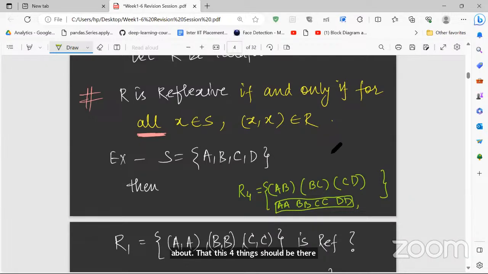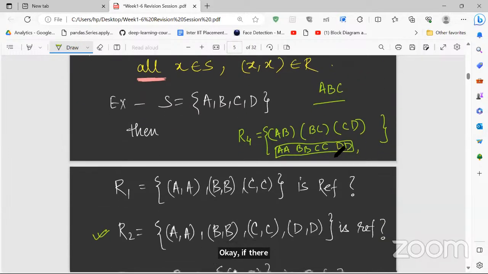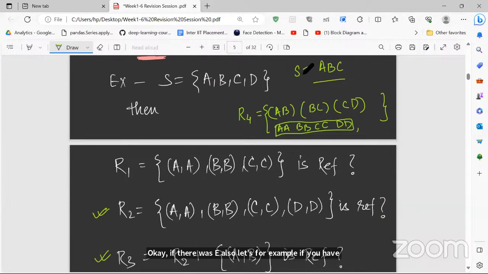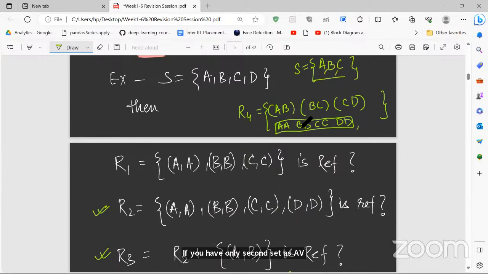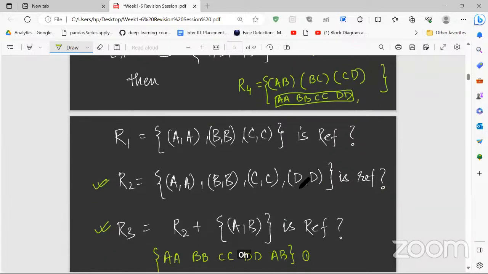If there was an E also, or for example, if you have A, B, and C only, that means what? If you have set S as A, B, C, how many of them are reflexive now? R1 only? R2 is also there, right? R2 can't be, because of the DD, and D is not present. R1, yes, because of that reason, not because of any extra pairs.